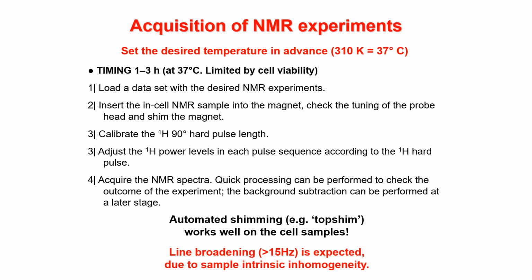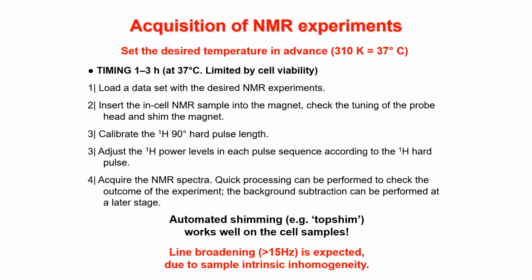You insert the in-cell NMR sample into the magnet. Then you check the matching and tuning of the probe head, and then you shim the magnet. Now, you may read sometimes that you need to either manually shim the tube, to make the magnetic field homogeneous inside the NMR sample, or that you have to first insert another tube, shim that tube, and then replace it with your sample. In my experience, it's really not needed.